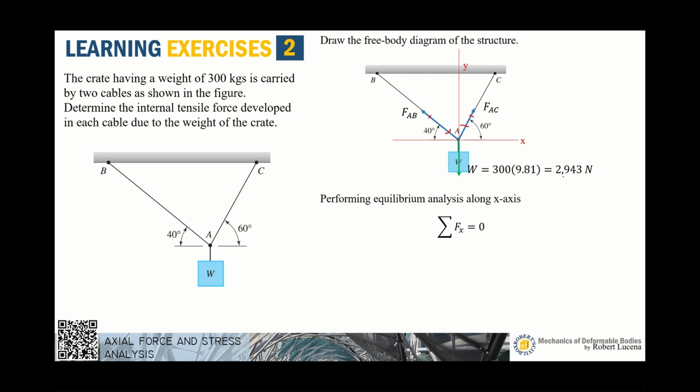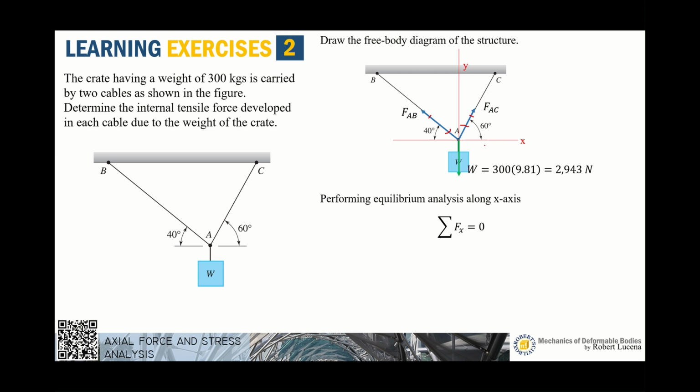So the question is, which of the two equations will I be using? Summation of forces along x or summation of forces along y? You have to analyze. You have to be smart when it comes to thinking which of the equations you should be using. If I use summation of forces along y, I will have two unknowns, the y component of FAB and the y component of FAC. So I have to think of another equation. If I use summation of forces along x, I have one unknown, the x component of FAB, and another unknown, the x component of FAC.